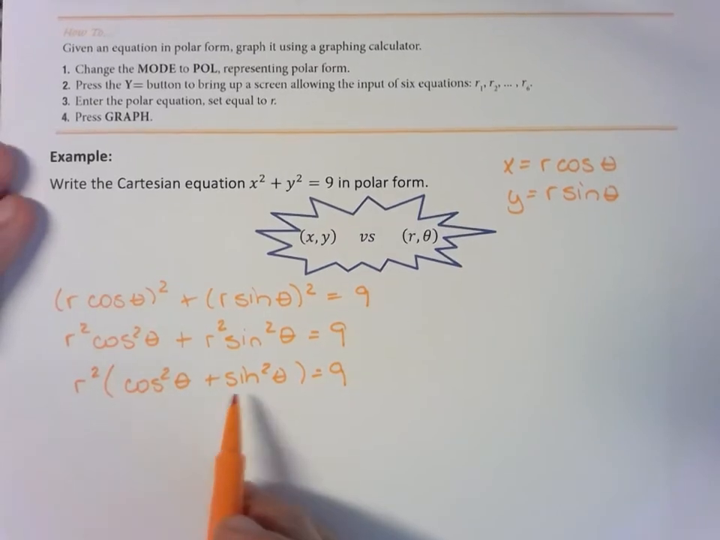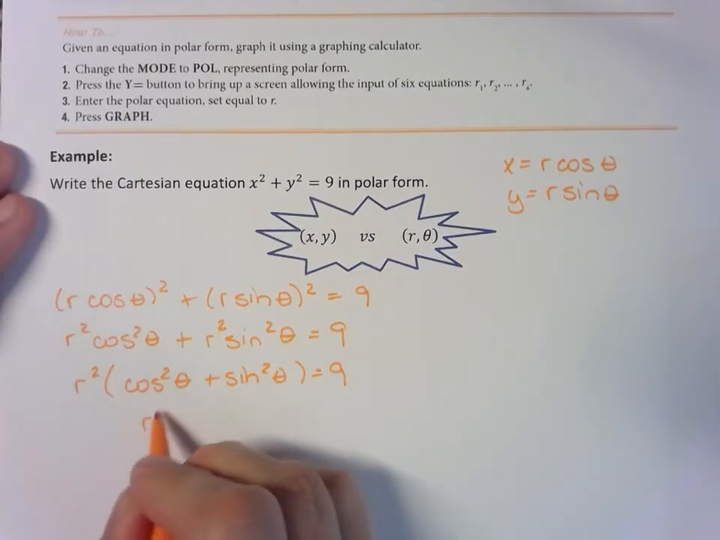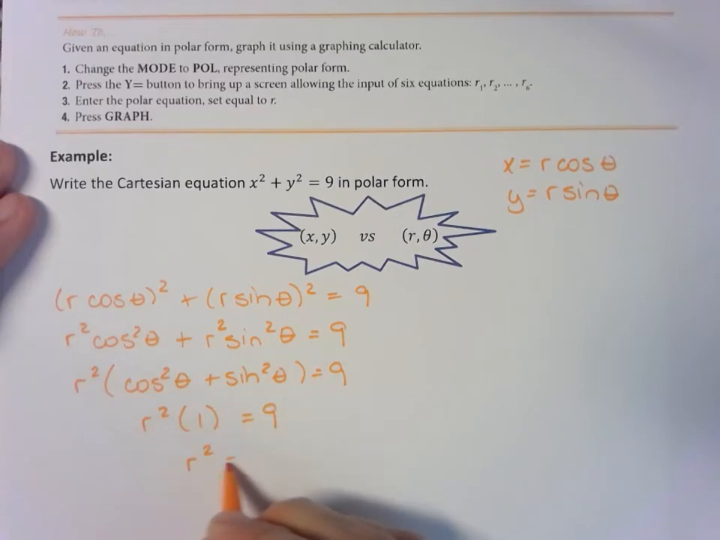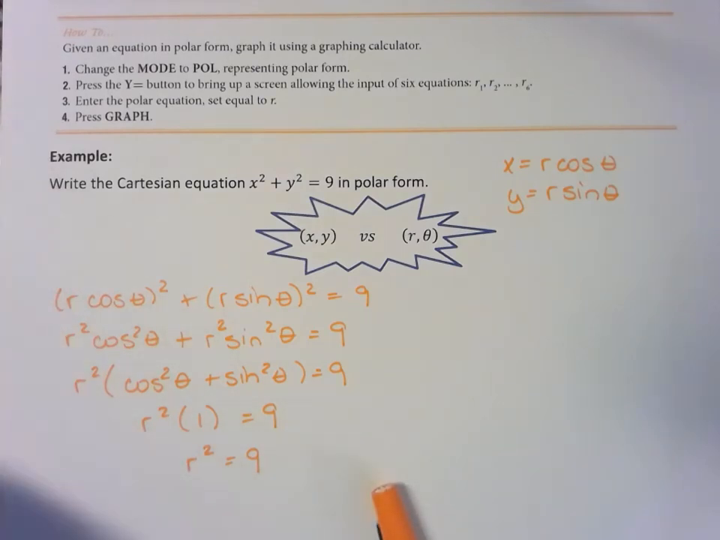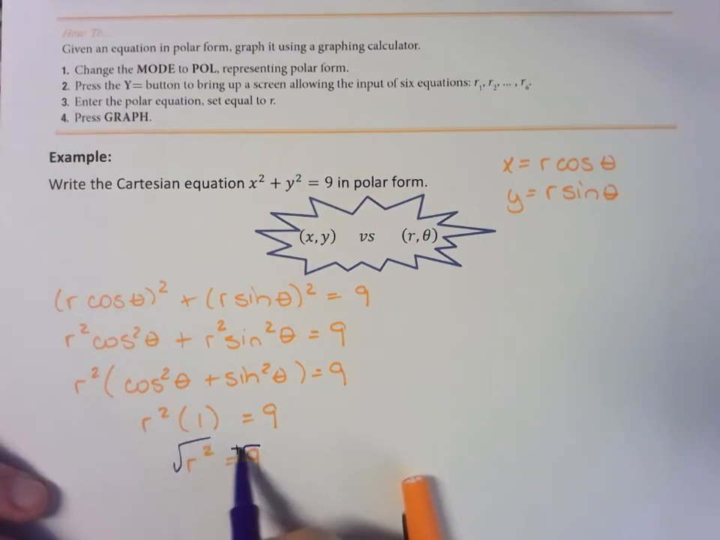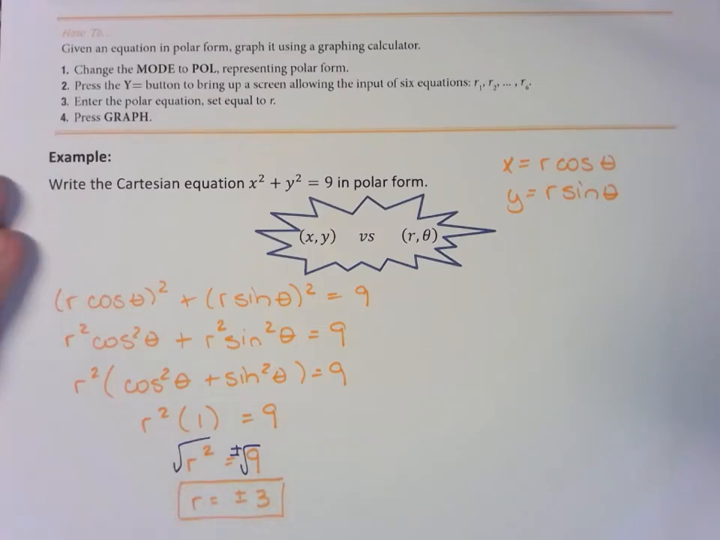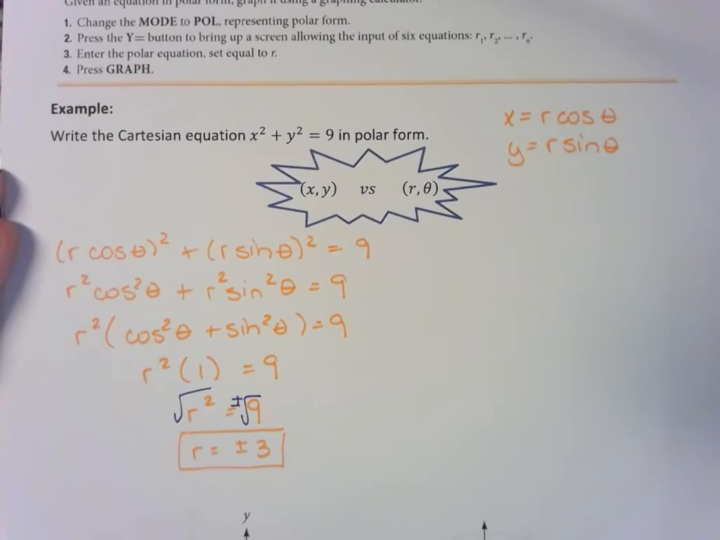Remember, cosine squared plus sine squared is equal to 1. So you have r squared times 1 equals 9, which means r squared is 9. If you take the square root of both sides, you have r is equal to positive and negative 3. This is actually the polar form of that equation.